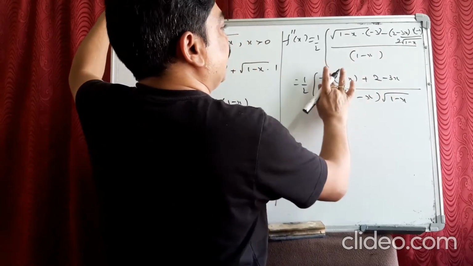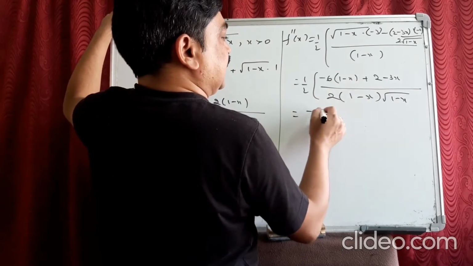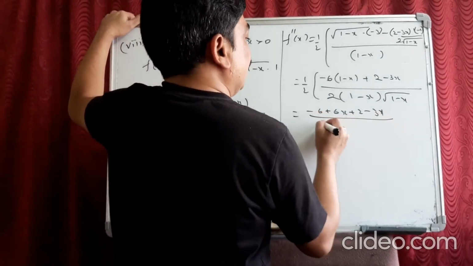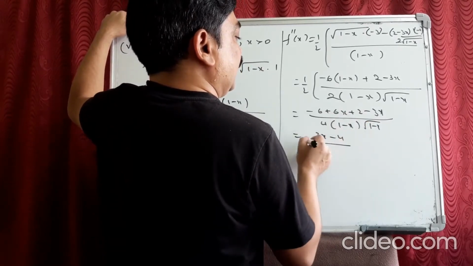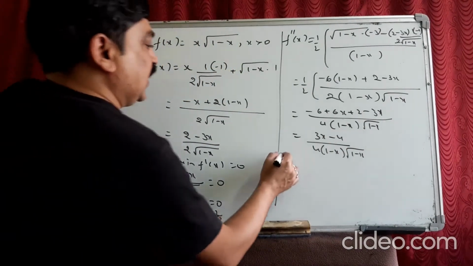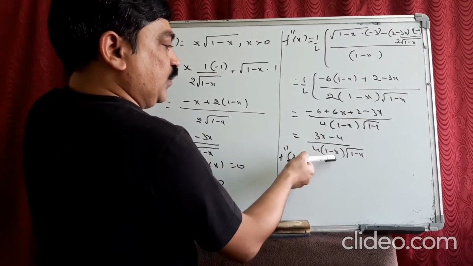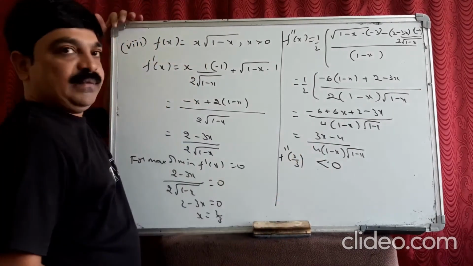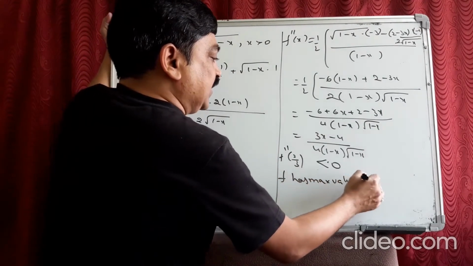And this 2 also will come here, sorry, it becomes 6. Now it becomes minus 6 plus 6x plus 2 minus 3x by 4 into 1 minus x into root 1 minus x. It becomes 3x minus 4 by 4 into 1 minus x root 1 minus x. When I substitute 2 by 3, f double dash of 2 by 3, what happens? 2 by 3 becomes 2 minus 4, negative, positive, positive. So the whole thing becomes negative when you substitute 2 by 3. When it is negative, f has a maximum value at x equal to 2 by 3.